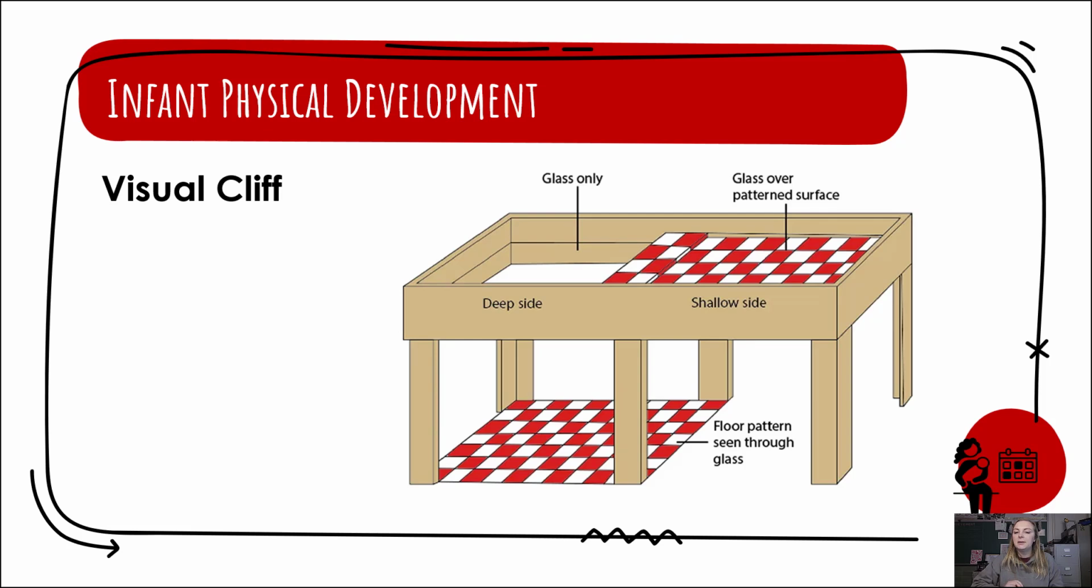This was conducted by Gibson and Walk in 1960, and they wanted to see when depth perception was developed in infants. And so what they did is they created an illusion. They created this table where infants could crawl across. One of the parts of the table was patterned. The other part was just glass, but the pattern was underneath that glass. What they found is that depth perception is actually pretty much an innate ability, because babies were able to do this as early as they were able to crawl.